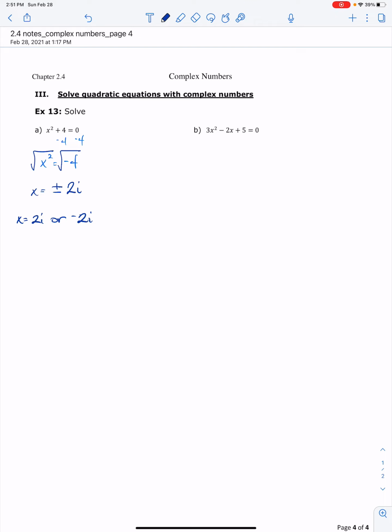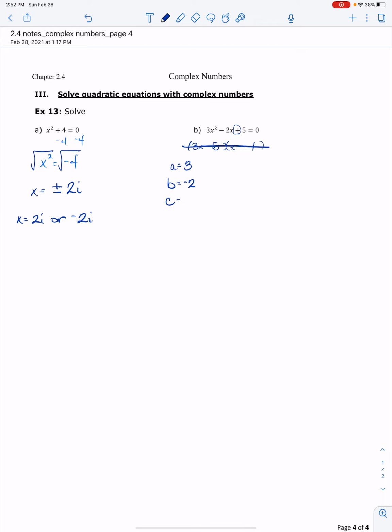B, let's see if we can factor. I got 3x and x. The only way I can multiply to get 5 is 5 and 1. So I'm working with either 15 or 5 and 3, which would give us a 2. But then one of the 5 or 1 would have to be positive, one would have to be negative, and these have to multiply to give us a positive 5. So they're either both positive or both negative. So this cannot be factored. So I'm going to go ahead and use the quadratic formula to solve.